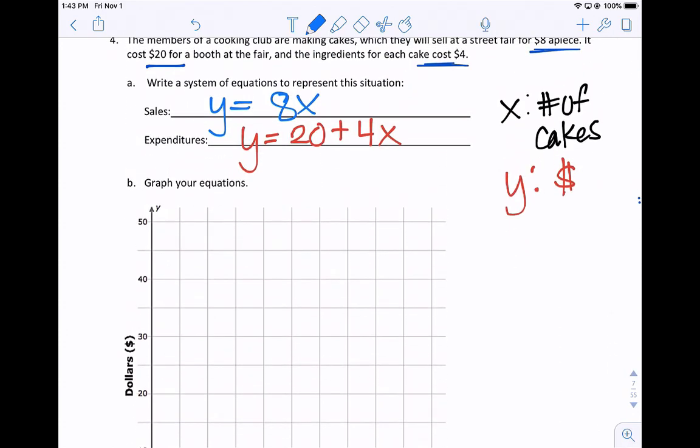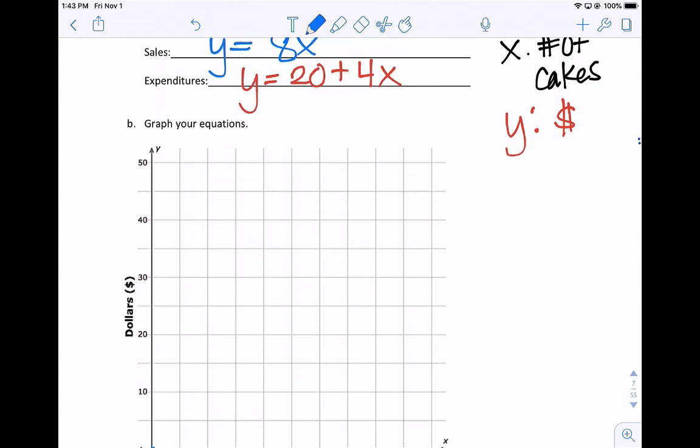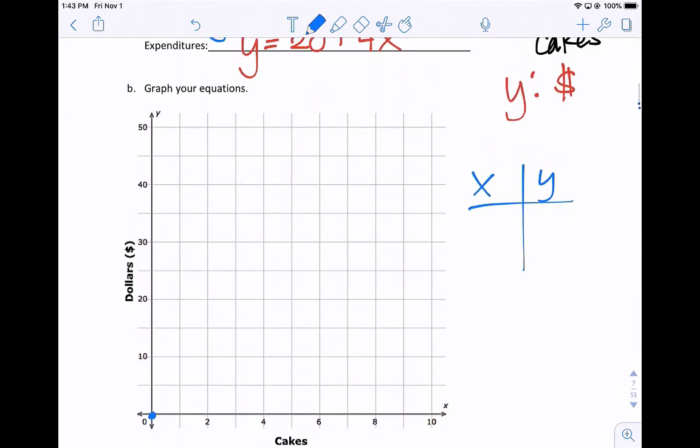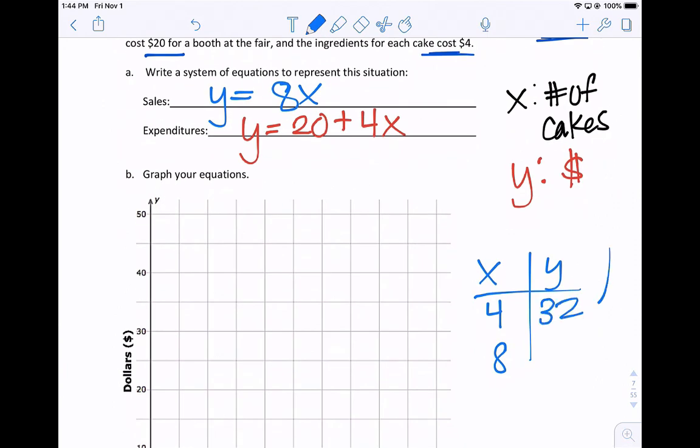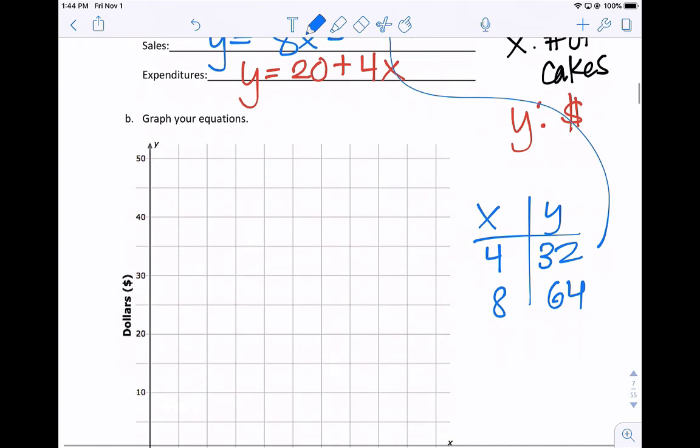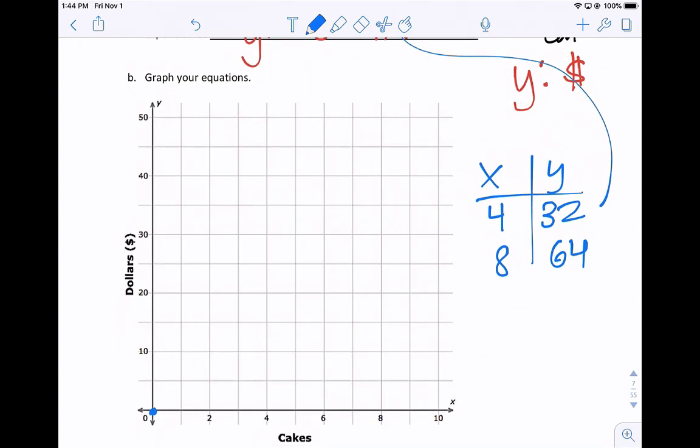So instead of trying to go up 8 over 1 again, I'm going to try to make a table. So x, y, and I'm just going to pick cakes to plug in. I'll do 4 cakes and 8 cakes. And so I'm just going to plug them in. 4 times 8 is 32. So again, we're just plugging into this equation for x. 8 times 8 is 64. All right, so now it's easier for me to graph these points.